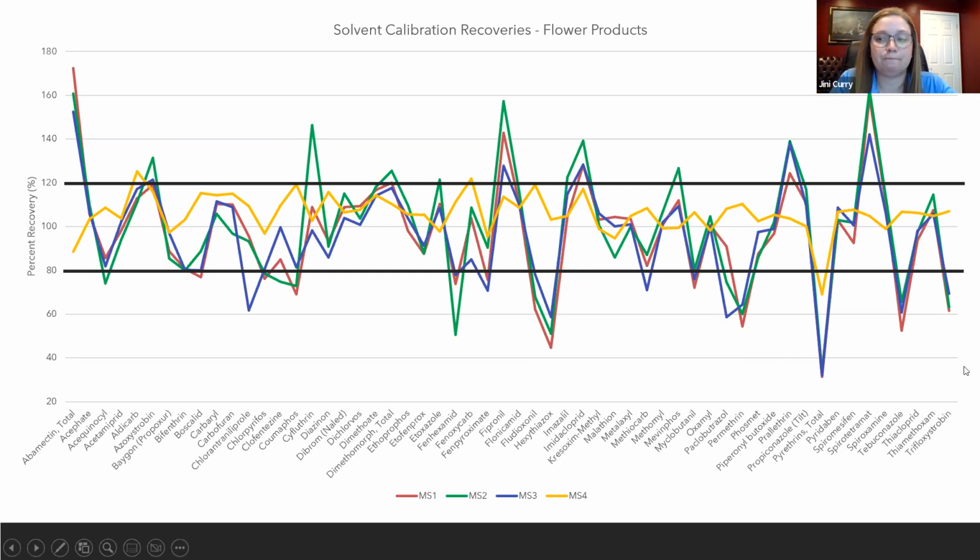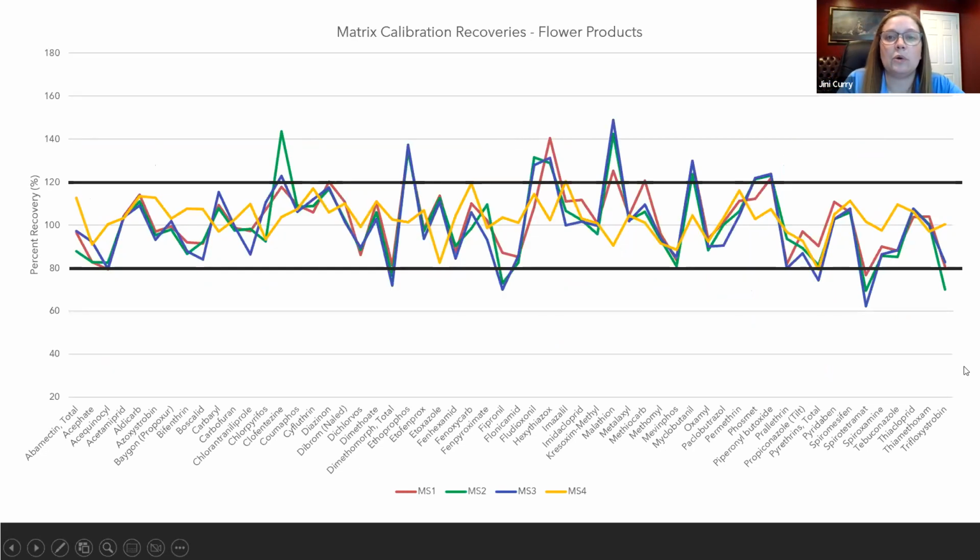solvent calibration. Then we went to our matrix calibration recoveries for the flower products, and you can see just how much tighter these recoveries are, as well as how many fewer analytes are failing low. So you can see that pretty much all analytes with the exception of, I would say, about 1, 2, 3, 4, 5, 6, maybe. I'll have those exact numbers for you on the following slides, but you can see that the recovery is much better and it's much tighter.